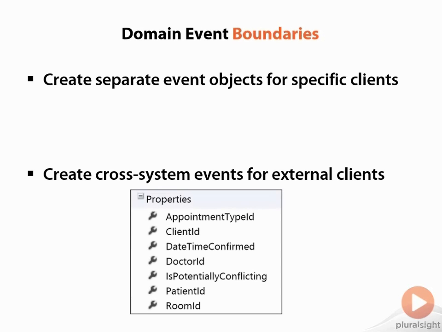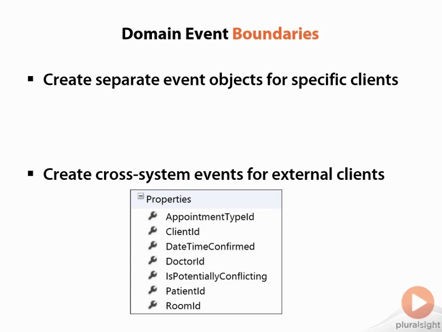only include the IDs for the doctor, patient, client, room, and appointment type because that's how we define the appointment. These IDs would at worst be meaningless outside of our bounded context and at best would require the external system to make additional requests to get the details about these other objects, and that would be pretty inefficient.